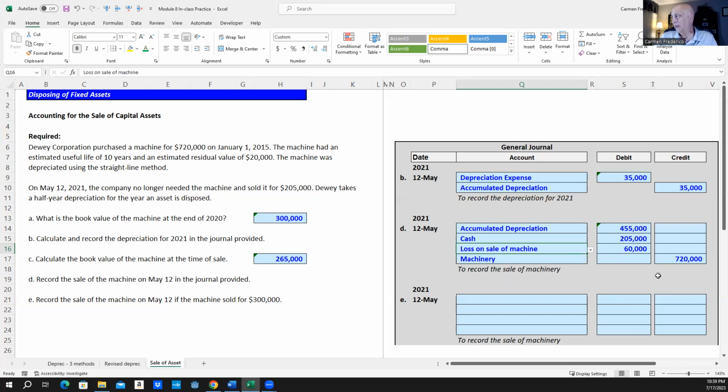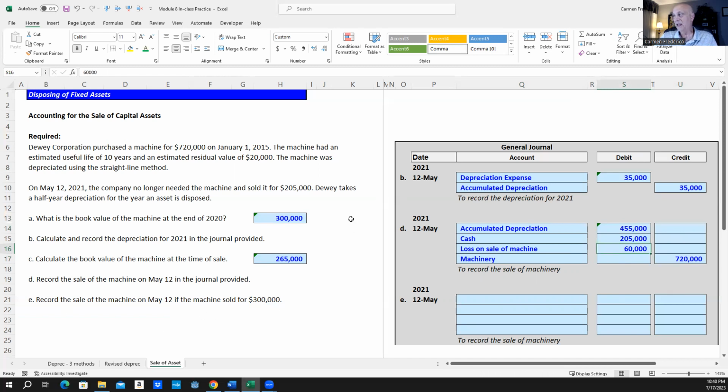Okay, and again, as all journal entries, the left side must equal the right side. That's a good way to test yourself to see if you figured things out correctly. We have $720,000 on the debit side and $720,000 on the credit side. Left must always equal right. Okay, it's a good way again to check yourself.